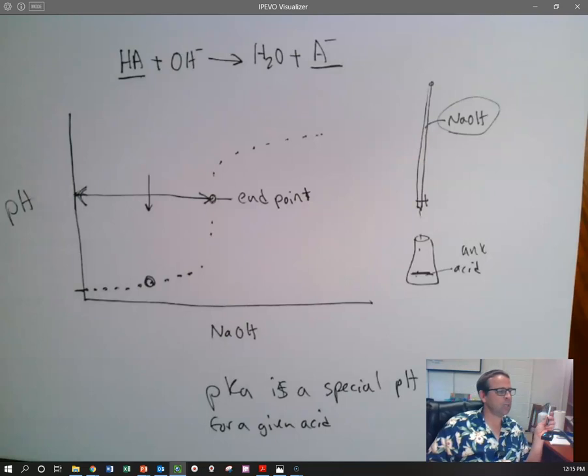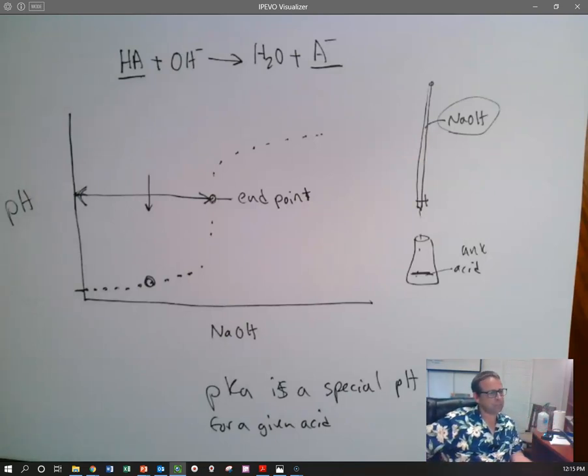Why don't you pull an Erlenmeyer flask out? Okay, and pull out our unknown acid. Very good. Why don't you pour into that flask maybe just a half a milliliter, so 0.5. It's nice that we have the precise button. Very good. So we have a half a milliliter in there.